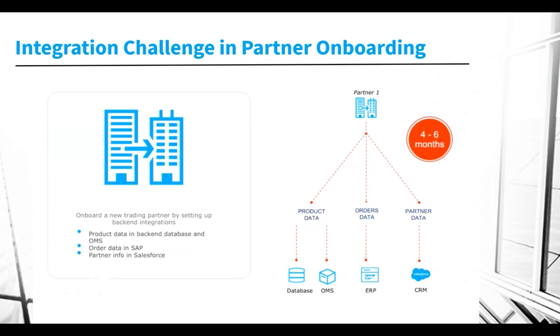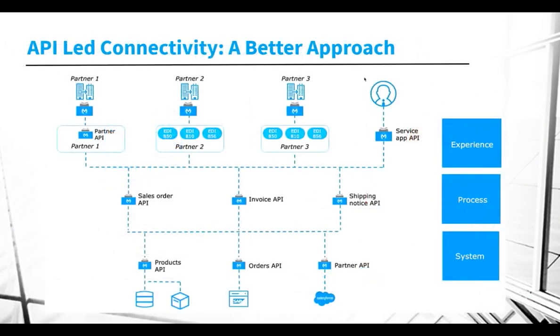You definitely need a robust framework which is fast enough. You cannot wait for 4 to 6 months for a partner to onboard, because I want the partner to be integrated to my ecosystem very fast. If today I am a retailer and I want to onboard a new supplier, I cannot wait for 4 to 6 months. So that is the timeline we are looking at.